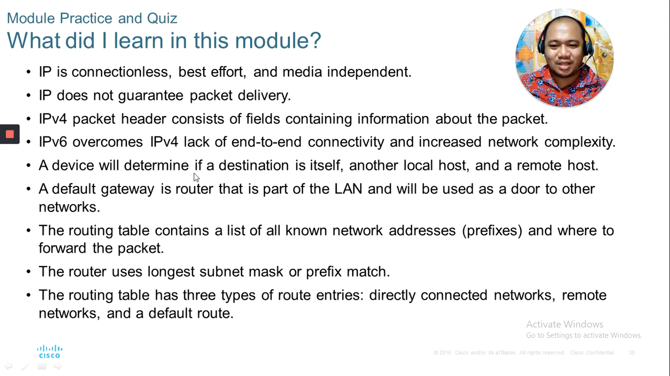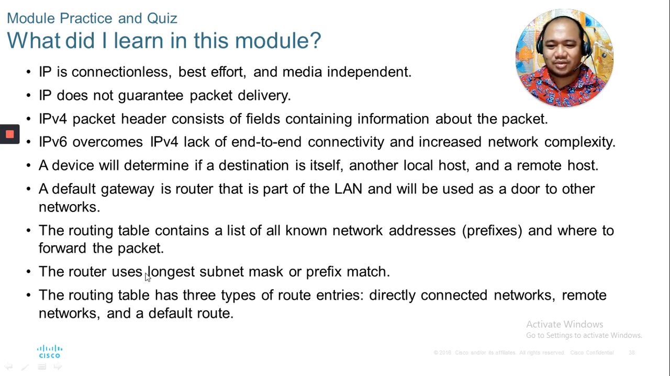Default gateway: you need a default gateway configured on a router because that will be used by your local host computer to communicate with other remote networks, okay? The routing table contains a list of known network addresses. So you can type arp -a, or netstat -r, or you can also type route print on your command prompt.